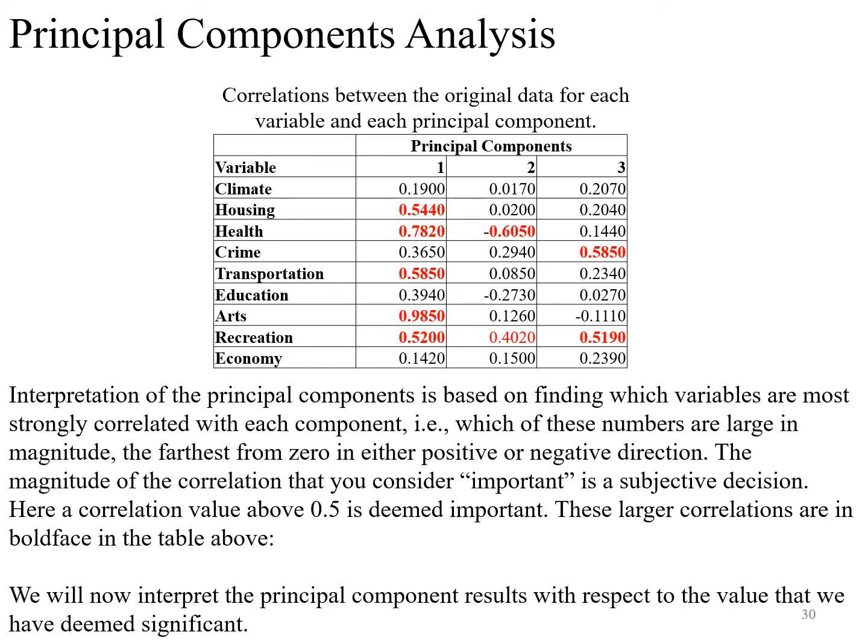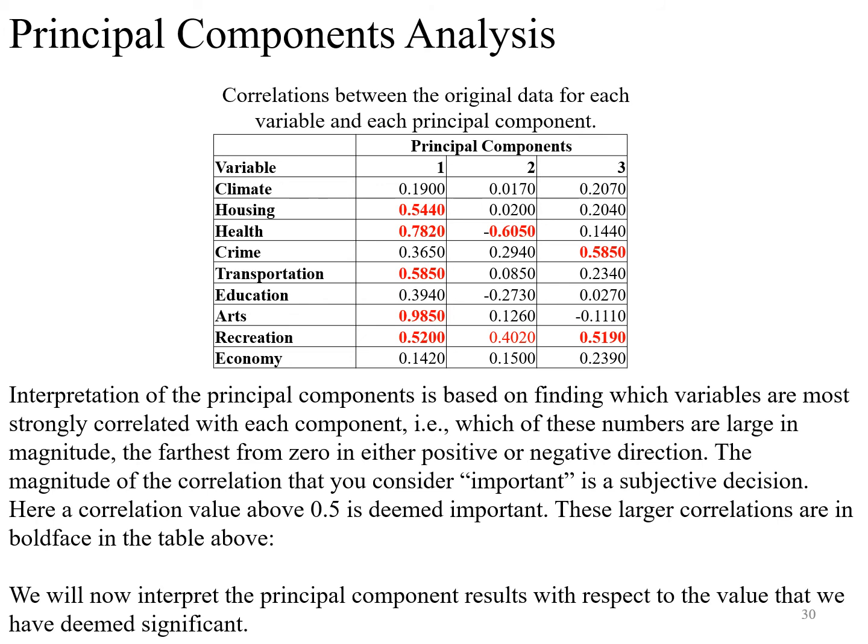You can interpret the meaning of each principal component using the eigenvectors. I prefer to use correlations. I will calculate principal components, and then I will correlate each principal component against the original variables and come up with a table like this, 3 principal components, and then the correlation between each principal component and the original variables, climate, housing, health, etc.